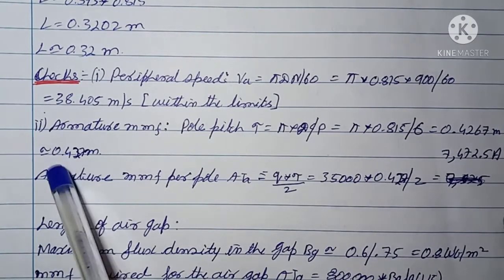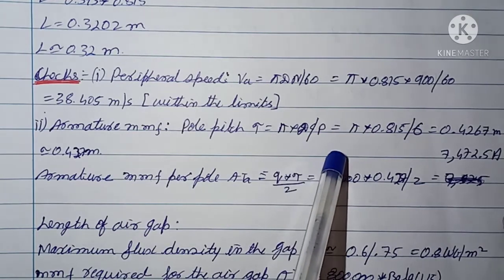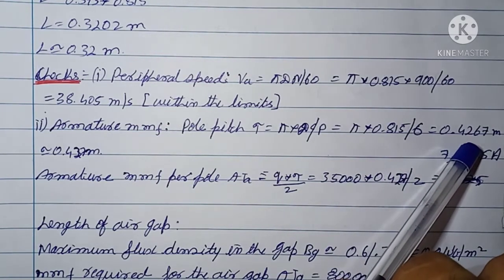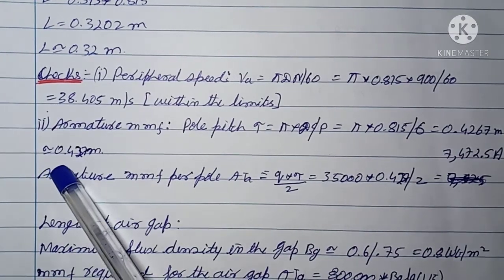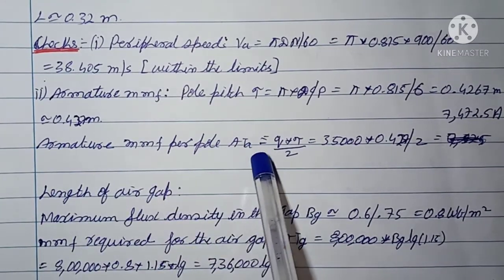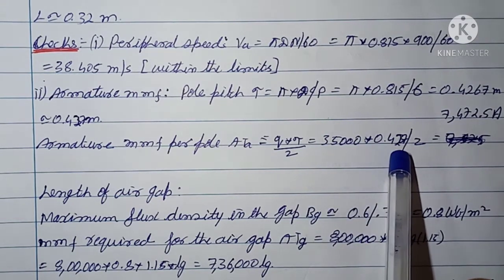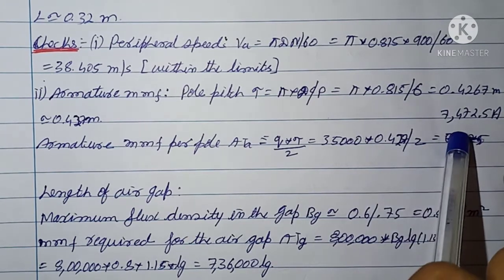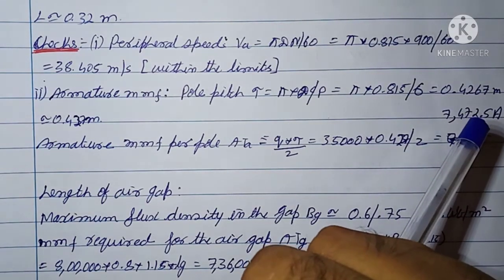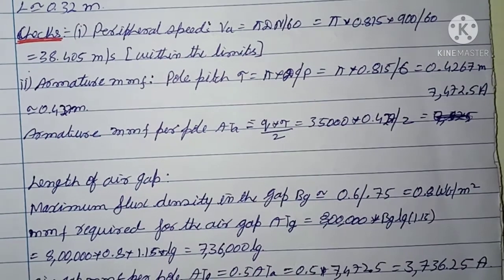Then the armature mmf per pole. The pole pitch is pi d by p, so pi into d by 6, which gives 0.4267 meter, approximated to 0.427. The armature mmf per pole ATA is equal to q into tau by 2, where q is the specific electric loading, 35,000, so 35,000 into 0.427 divided by 2, which gives 7,472.5. This is also within the limit, since what was given was 7,500.